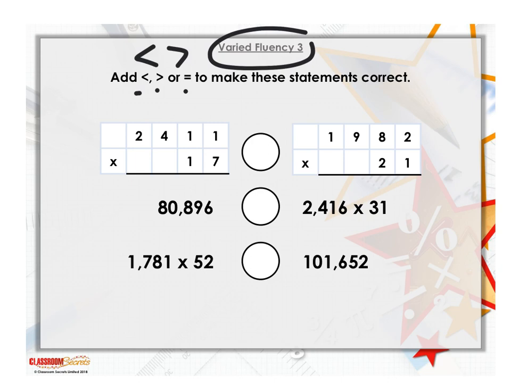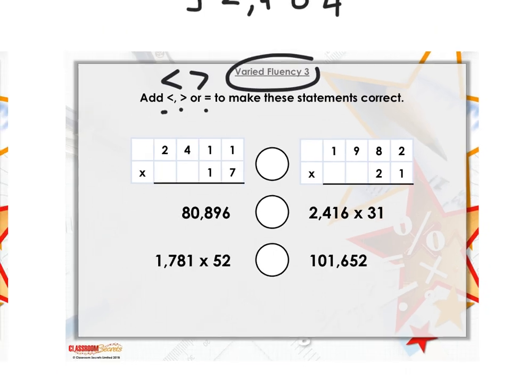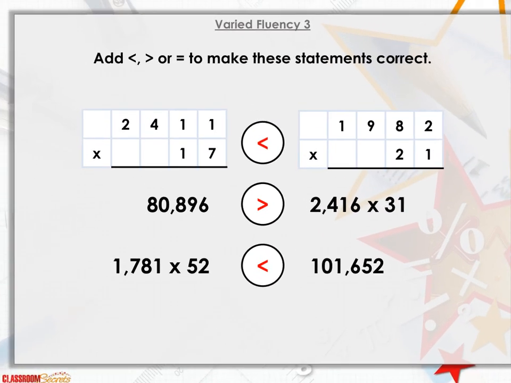So press pause in a second and work out the answer to these ones, and then you can use these symbols to work out which is bigger or smaller or equal to the number on the other side. So you've got to make these equations balanced. Okay, so if you press pause there and have a go at that. Okay, hopefully you've already got that one there and you've used those symbols.